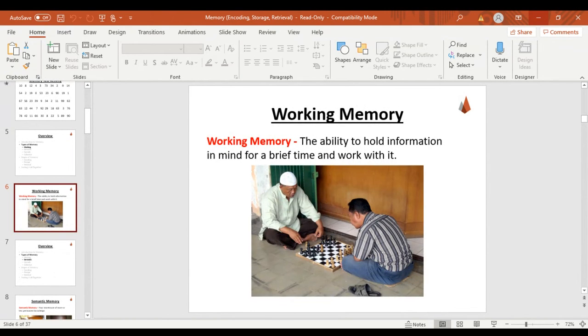So the first one is working memory, and this is the idea of being able to hold information in mind for a brief time and work with it. It has to do with chunking. You can hold a max of 5 to 7, plus or minus one, things in your mind, and you chunk that information together.